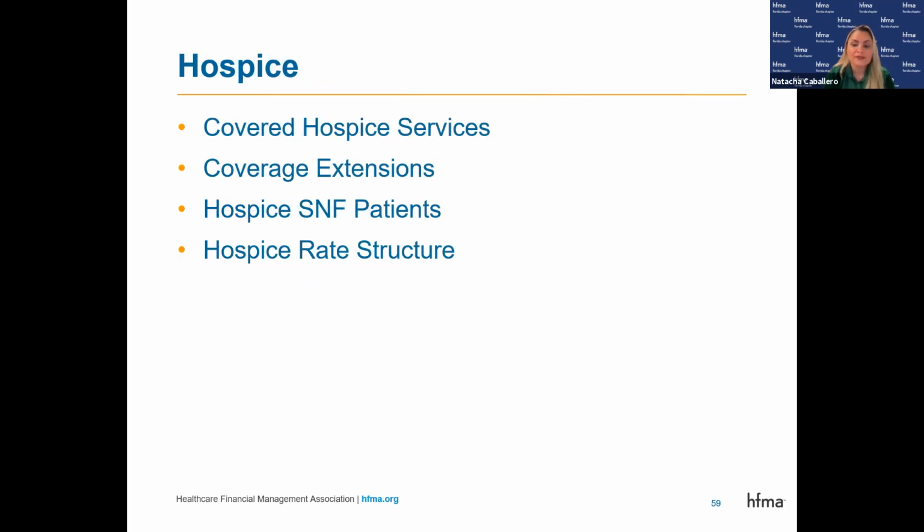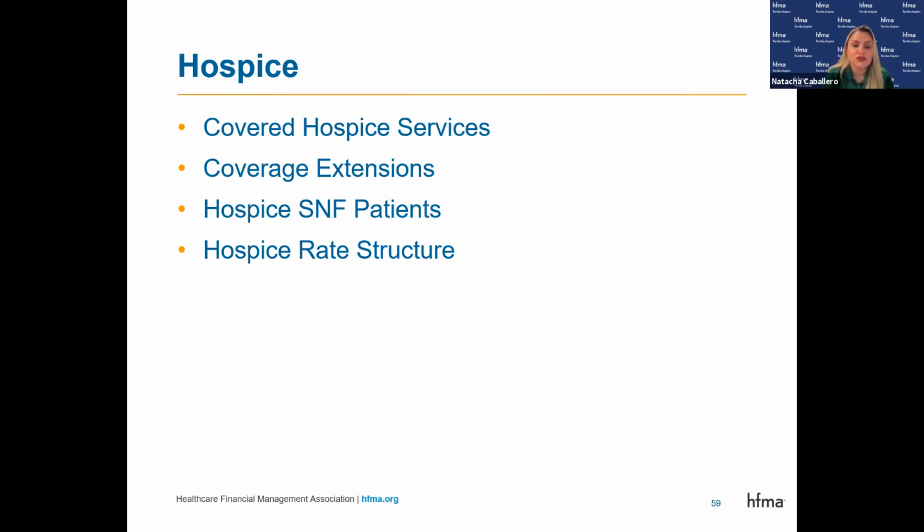Hospice. So hospice services are generally for terminally ill patients and are provided by an organization or an agency that's primarily involved in providing care to terminally ill individuals. Covered hospice services are nursing, therapies, medical social services, physicians, counseling, DME supplied, home health, and short-term inpatient care.